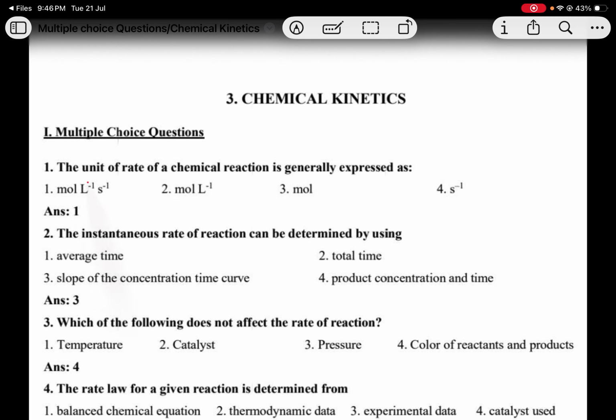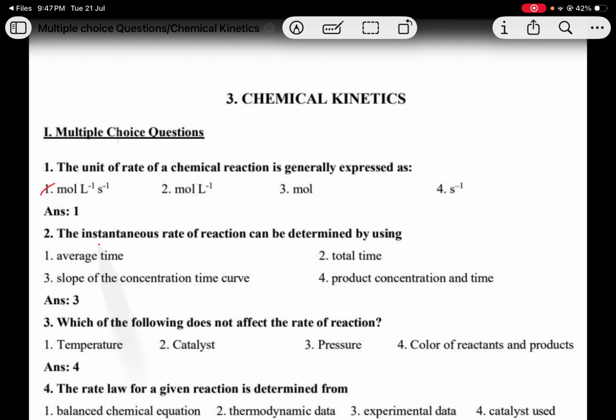First one, the unit of rate of a chemical reaction is generally expressed as concentration second inverse. Concentration units are mole liter inverse and second inverse. Second one is mole liter inverse, third one is mole, fourth one is second inverse. So 1 is the correct one because concentration second inverse are the units. For concentration, units are mole liter inverse.